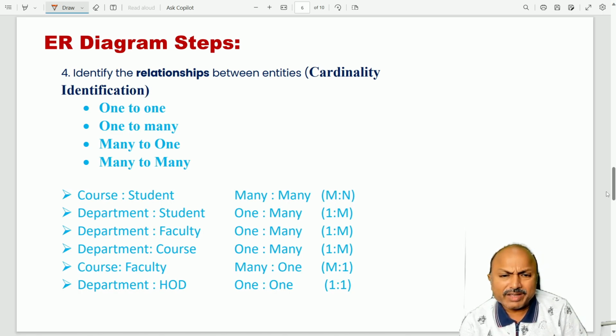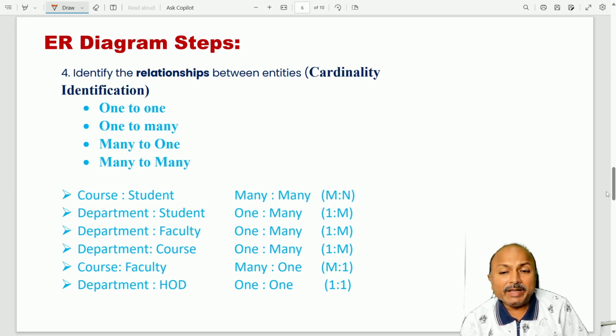So we are going to see the relationship between various entities. Course and student entity: many students are going to enroll into many courses. That is many to many, so we need to use M to M or M to N.